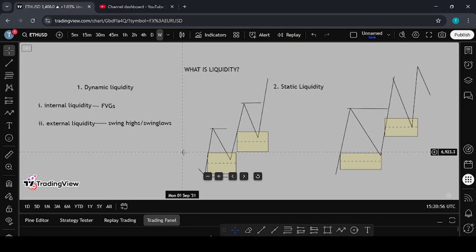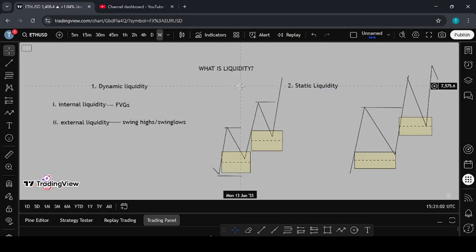Okay, now let's quickly go to static liquidity. I don't want this video to be long, just an introduction before the second part where we're going to the charts to identify them, but it's important that you know this because liquidity is an important aspect of SMC.